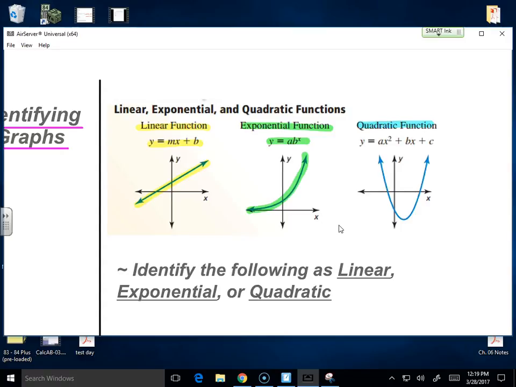Or it just swoops down. It doesn't do both. Quadratic, the equation looks way different, has an x squared in it. And it goes down and up, with the U shape, the parabola, right?